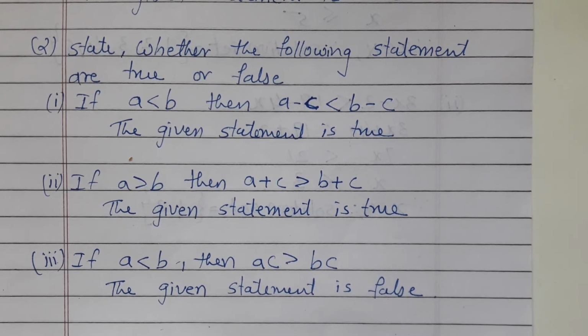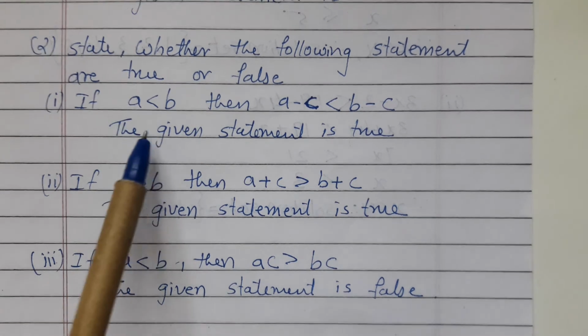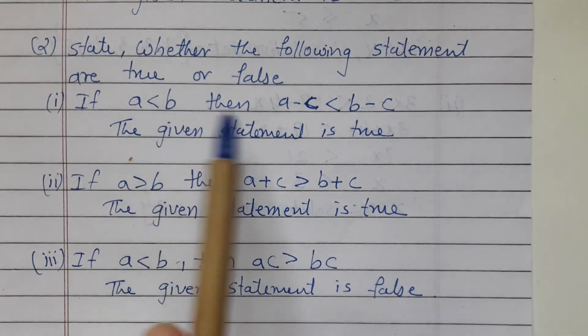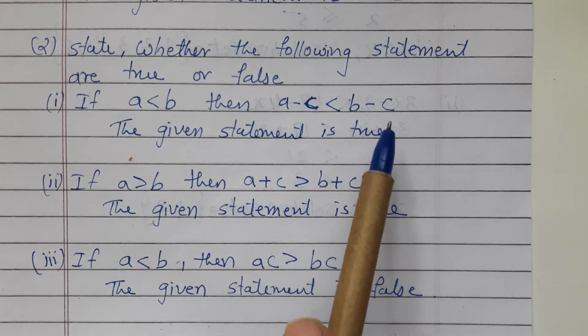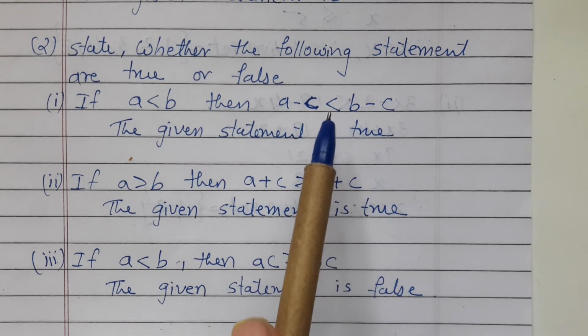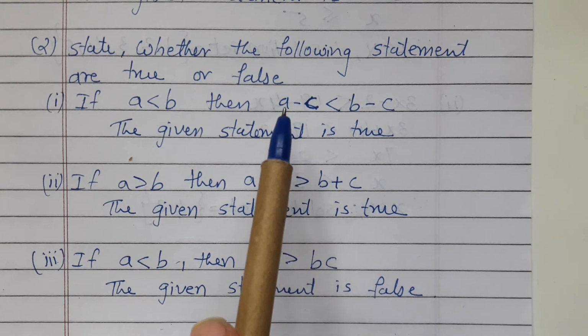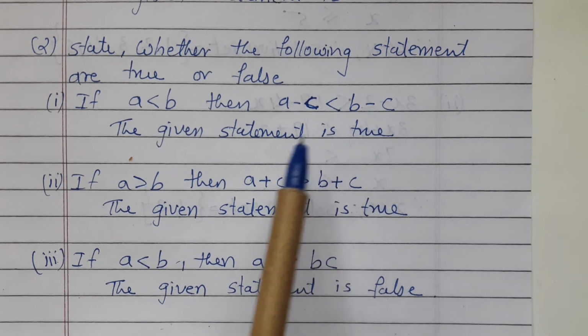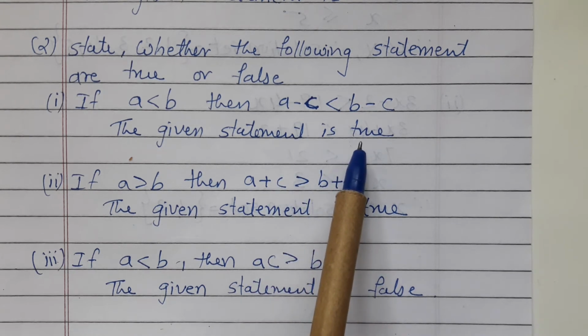Second sum, state whether the following statements are true or false. First part, if A is less than B, then subtracting the same number from both the sides, no, the sign will not change. Yes, A minus C is less than B minus C. Therefore, the given statement is true.